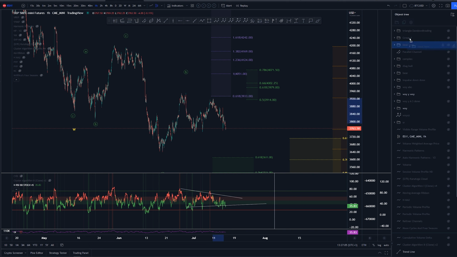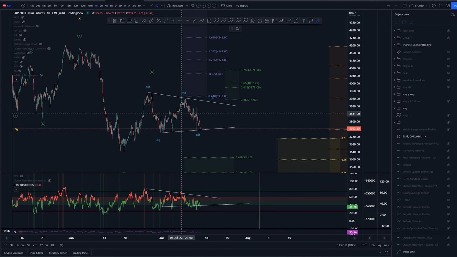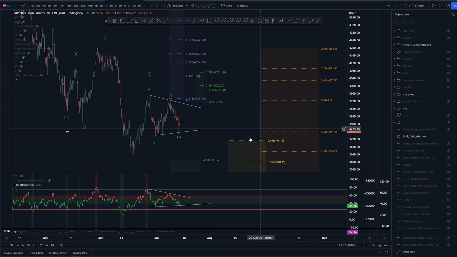Before getting into that local structure, I want to show you this triangle that I saw from Dan Dow Trading. You can find him on YouTube, very good Elliott Wave analyst. But yeah, this definitely good looking triangle. We can see that is supported. Let's go back to 4 hours so we can see the supports. I had them already drawn here.